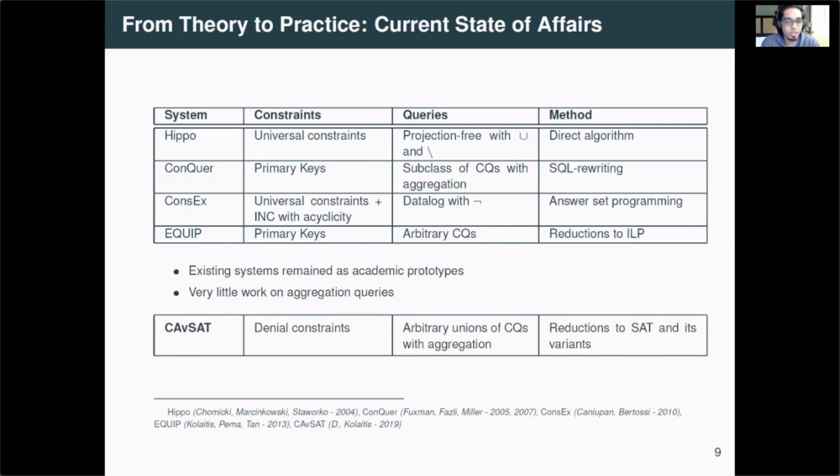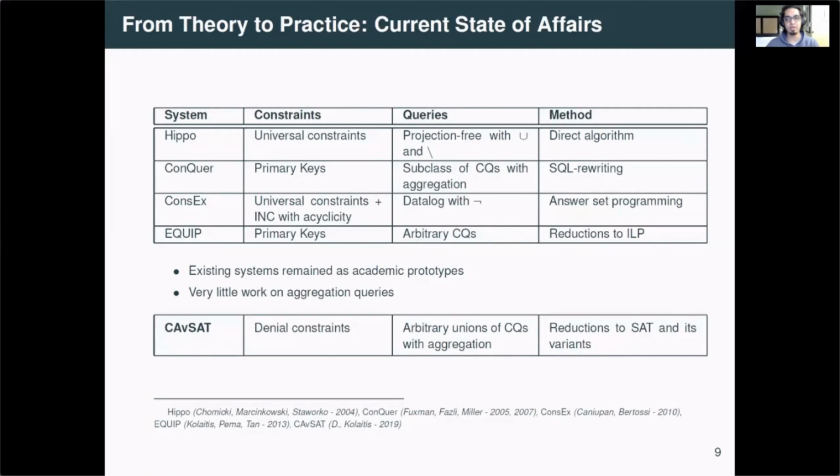So we decided to come up with our system CAvSAT, that stands for consistent answers via satisfiability. This is a comprehensive and scalable consistent query answering system. Comprehensive in the sense that it can handle broad classes of integrity constraints and broad classes of practical queries at the same time, specifically denial constraints and queries that are arbitrary unions of conjunctive queries that may involve aggregation and groupings. And the system is scalable because we are relying on SAT solving. So we use reductions to SAT and its variants.